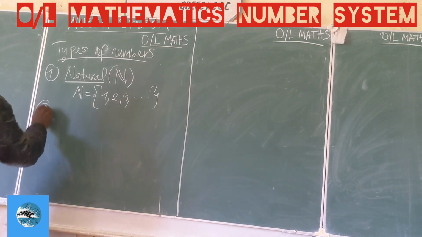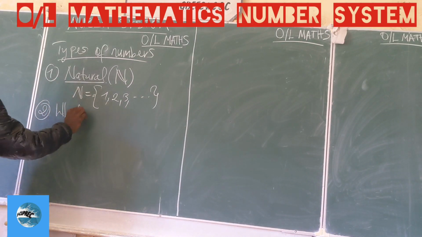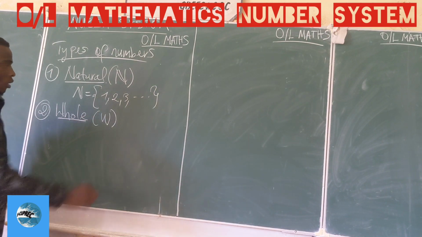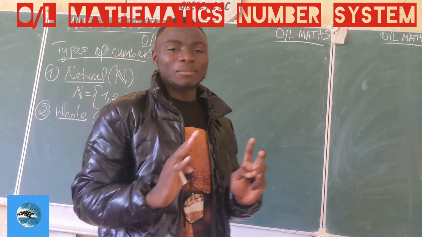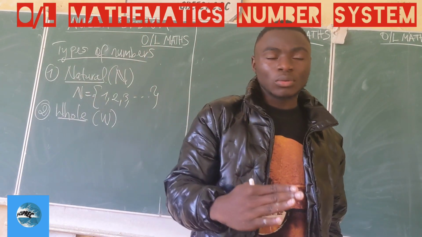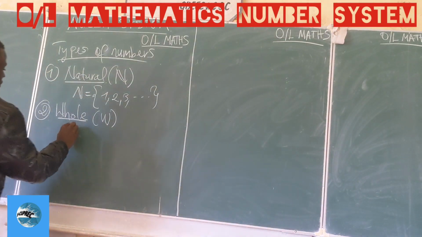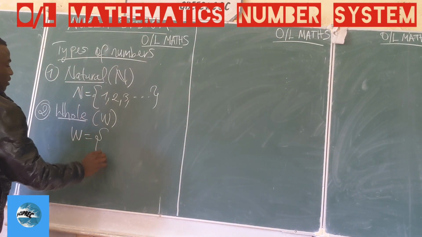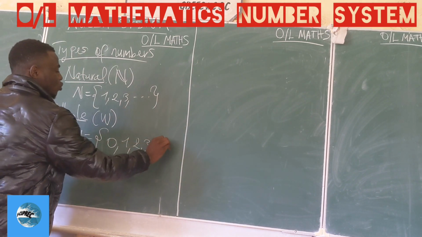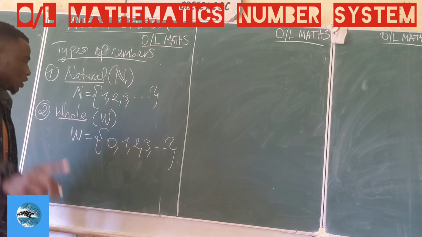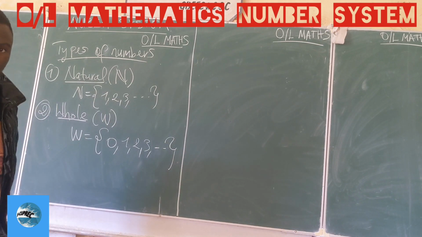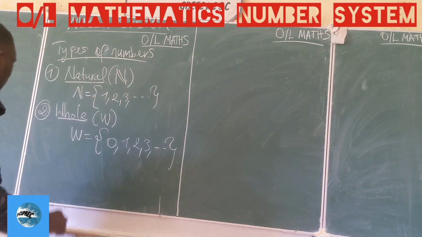2. Whole numbers. Whole numbers, you will denote it by W. Okay? Whole numbers now is the same. They are the same as natural numbers, but now the only additional thing is that it includes 0. So if we are talking about the set of whole numbers, W, then we are talking about the set beginning from 0, 1, 2, 3. So what do you notice? You notice that all the elements that are found in the set of natural numbers are found in the set of whole numbers. Also, very good.